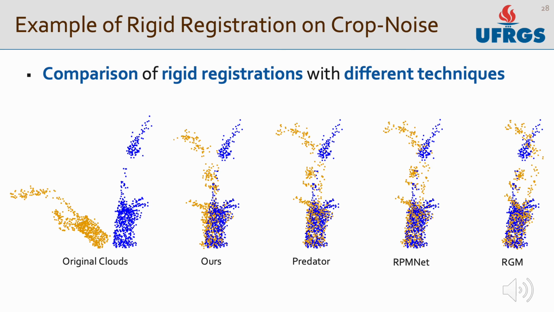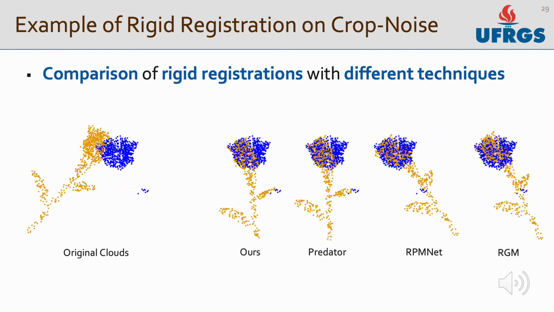This is an example comparing the mentioned techniques to ours in partial clouds with Gaussian noise. We highlight how ours has the best results. All the others misalign the stem in various degrees, with RGM being the worst.